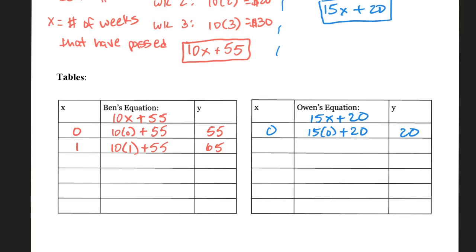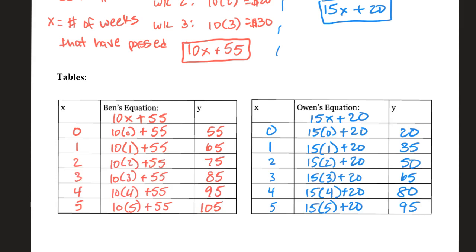Come over here to Owen. After week 1, how much money is he going to have in his account? Well, we just plug in the 1 for x, add 20. 15 times 1 is 15 plus 20 is $35. So we're not quite there yet. Ben still has more money. So go ahead and pause the video and then fill out the rest of the charts and then check back in with me to see if your answers match mine.